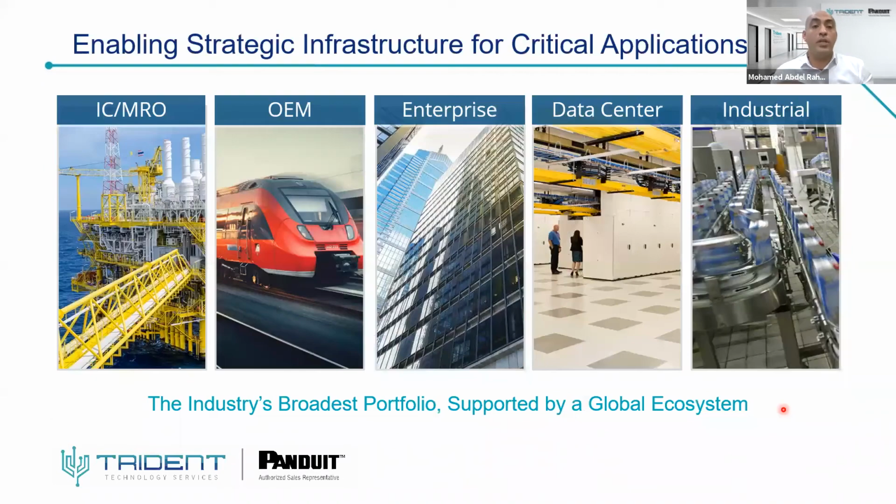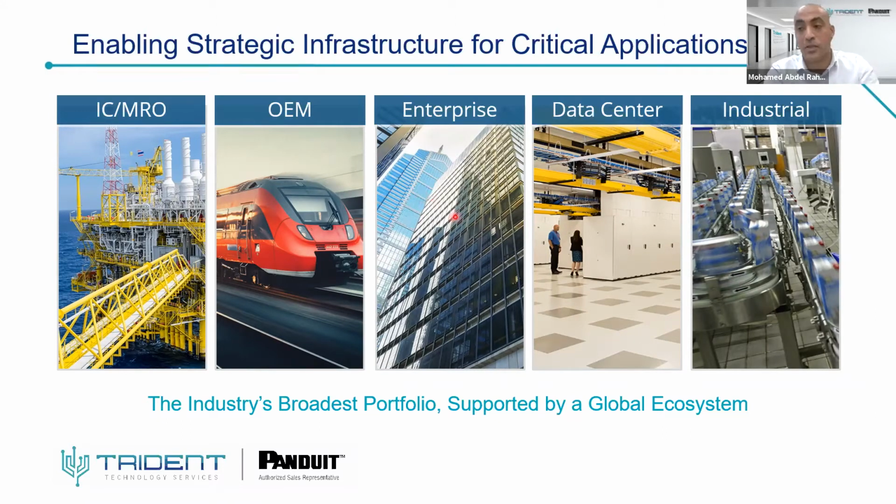When you are talking about strategic infrastructure for critical applications, Panduit has 2 business units: the network infrastructure business unit and the industrial electrical infrastructure business unit. We have 5 vertical markets, starting with industrial construction, and maintenance, repair and operations, where we have products like grounding solutions and power connectors. We have a cable tie portfolio related to industrial construction. Also the OEM market, where Panduit is a leading supplier. For the cable tie, we are talking about electrical safety solutions.